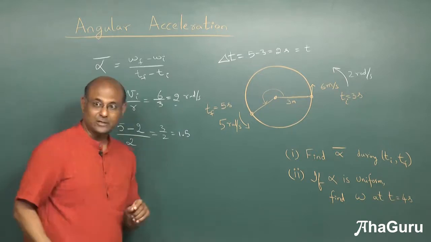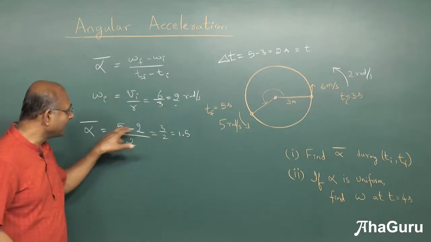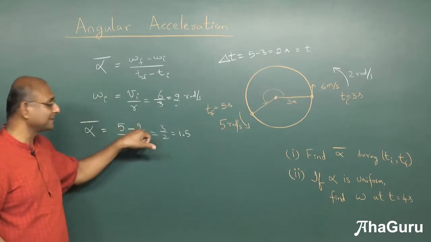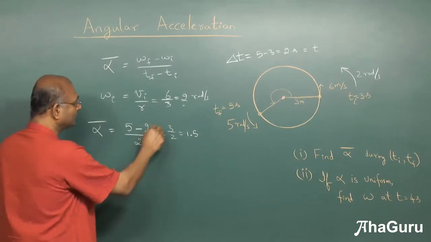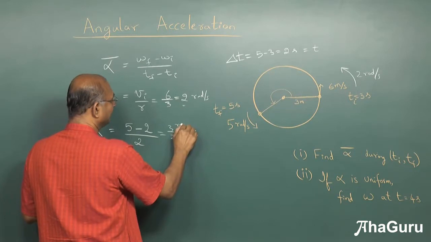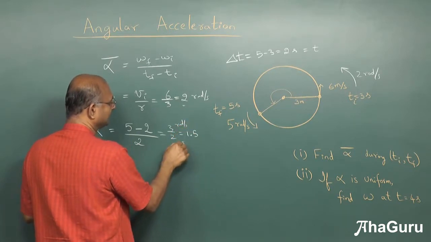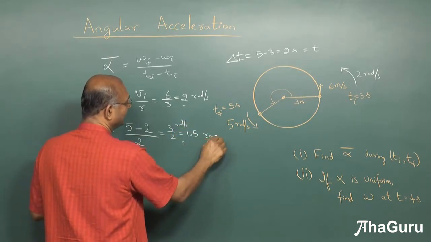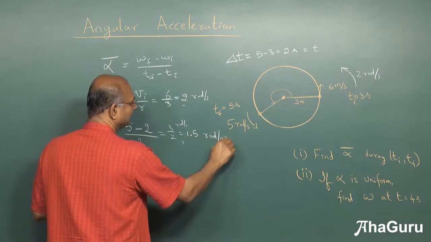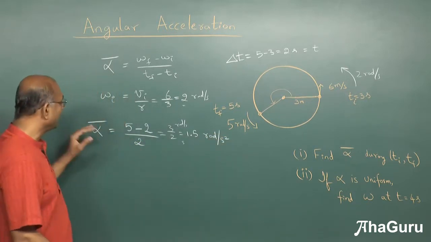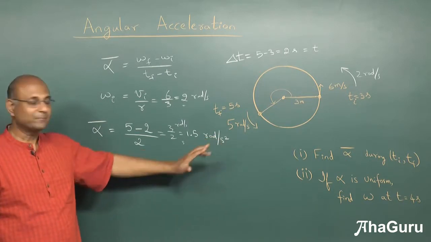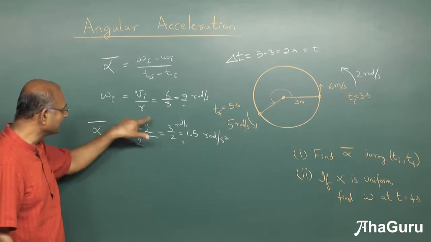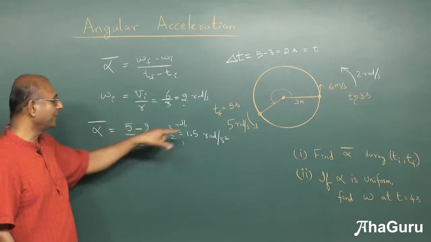Now let us think about the units. This is all in radians per second: 5 radians per second minus 2 radians per second, radians per second. This is in seconds. So therefore the unit is radians per second square. So the alpha units are always in radians per second square, because this is in radians per second, this is in seconds. So radians per second square.